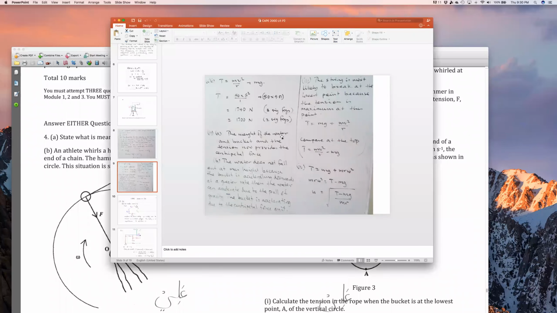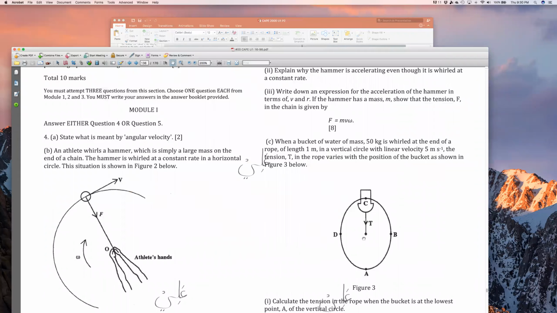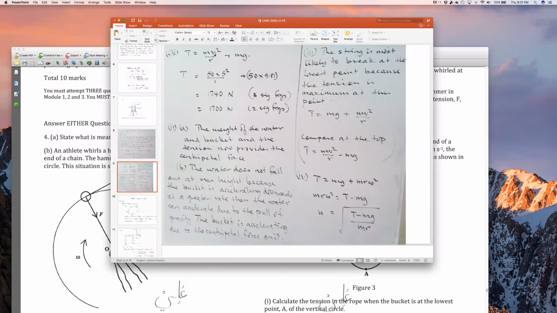It would be mv squared over r plus mg. Again, the proof is right here, if you can see it. And once we know that, we have m, we have v, and therefore we have r, and therefore we can simply populate the equation with numbers, and we end up with 1740, which is 1700 to 2 significant figures. Again, the data given will allow us to write this answer, but the mark shouldn't be taken away even if you write this one.